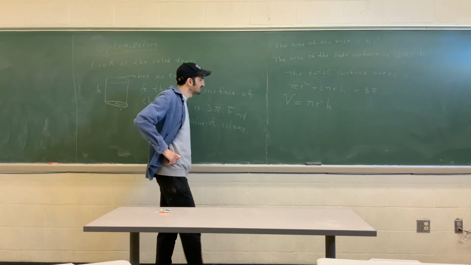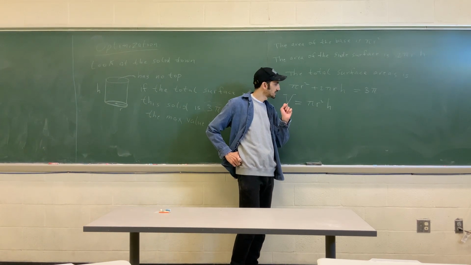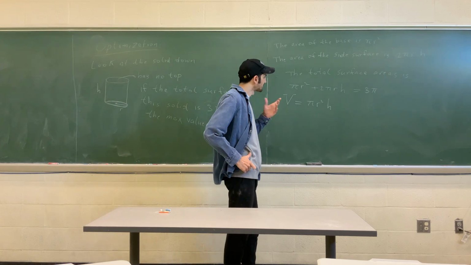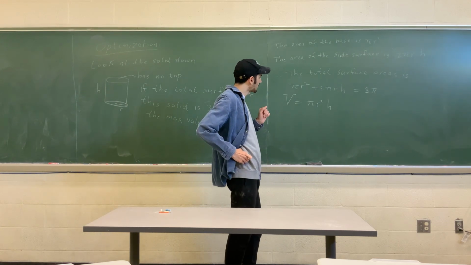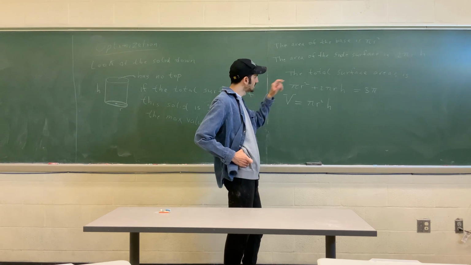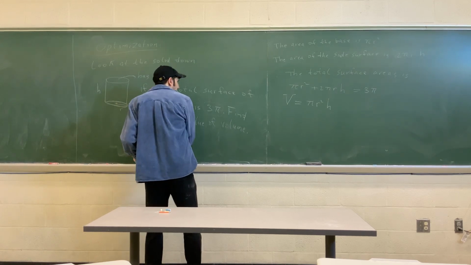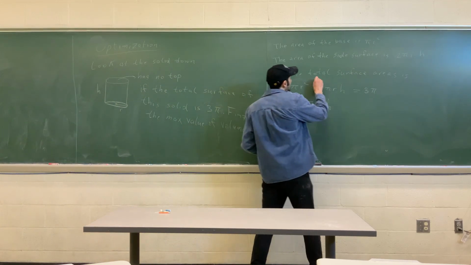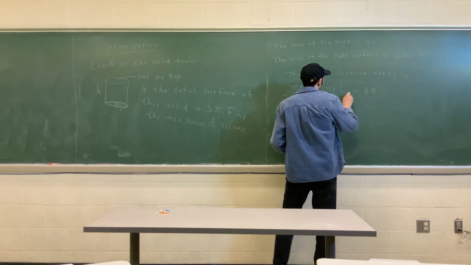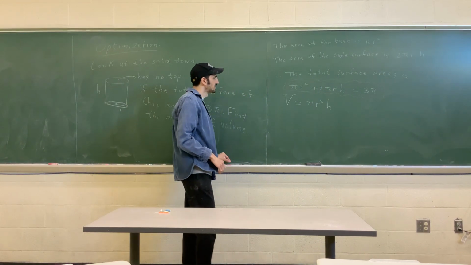Now, how can I make this volume as big as I can? As you can see, this volume is a function of two variables again. I have r and h as my variables. So my job is to make everything in terms of r or everything in terms of h. But how can I do it? Look at the relation I have above. And let me put it inside this red box, because we're going to need this relation between h and r to write one of these variables in terms of the other.